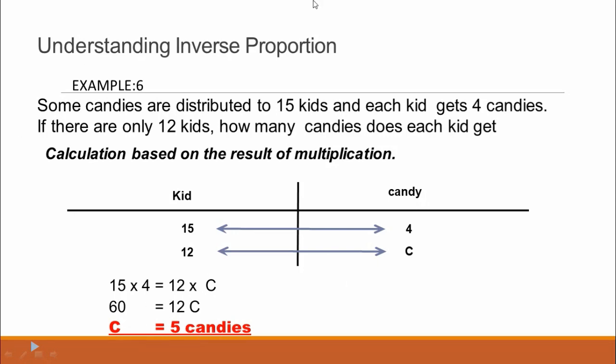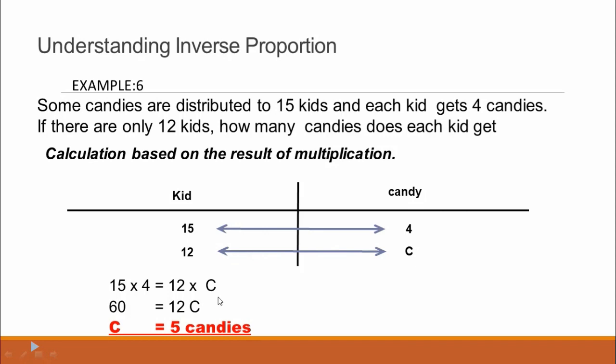So for direct proportion, dear students, note that we multiply the cross quantities, multiplying these two quantities and these two quantities. But for inverse proportion, we multiply the horizontal quantities, the row quantities. Multiply the quantities of the first row and multiply the quantities of the second row, and then find the unknown quantity.